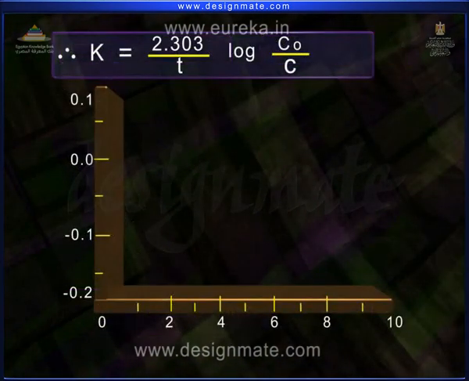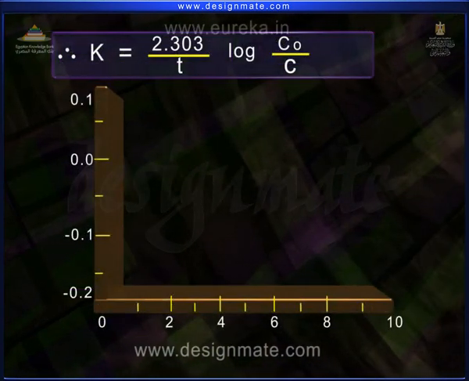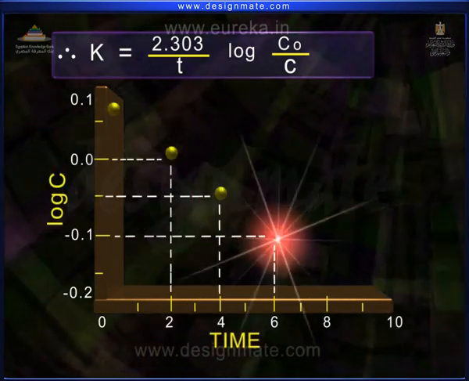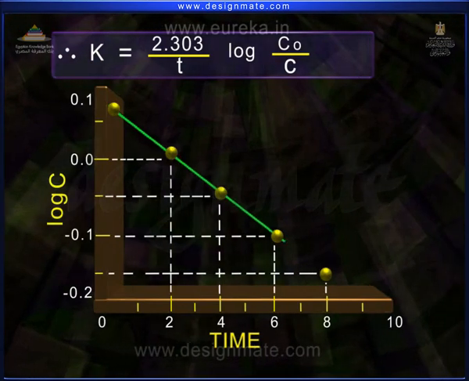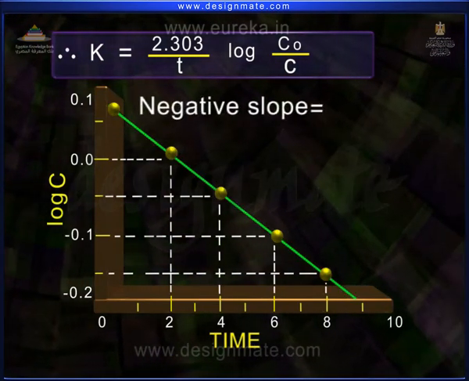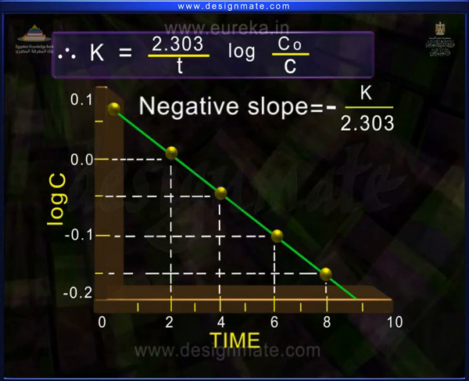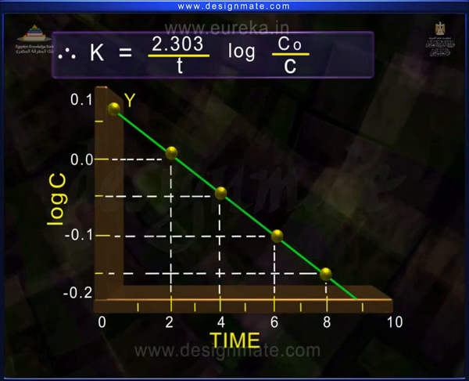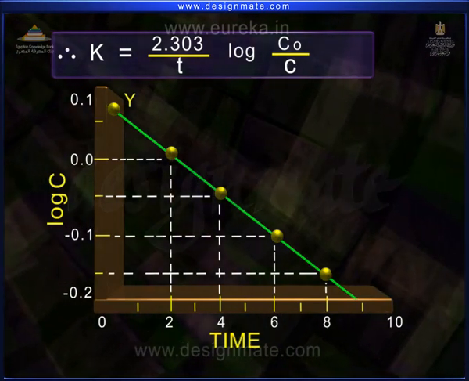If concentrations C of a reactant are measured at various values of time t, a plot of log C against t should be a straight line with a negative slope equal to minus k/2.303. This line should intercept the y-axis at a point where the value of log C would be log C0.